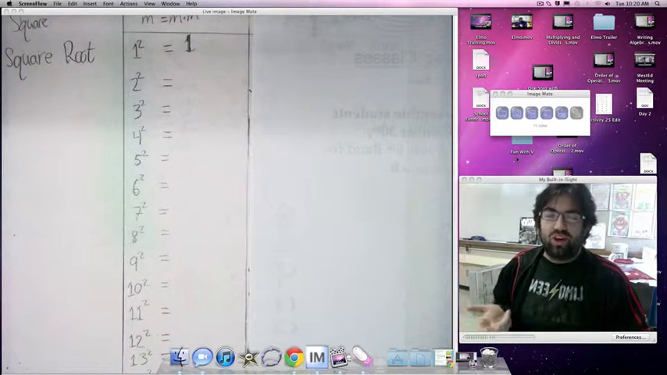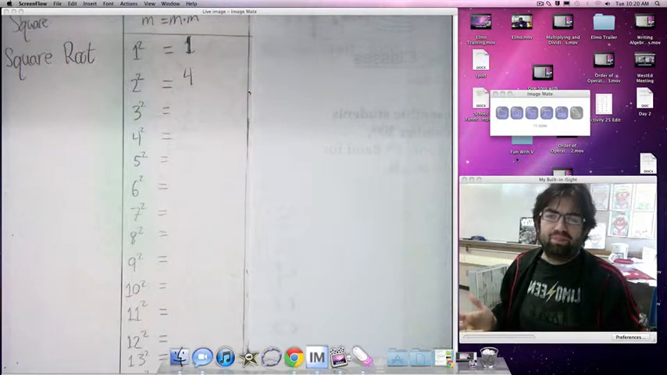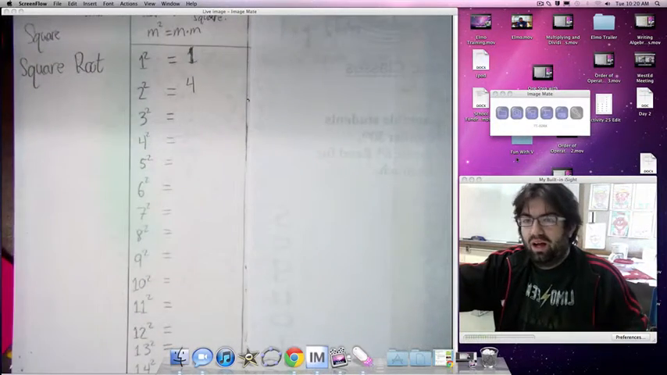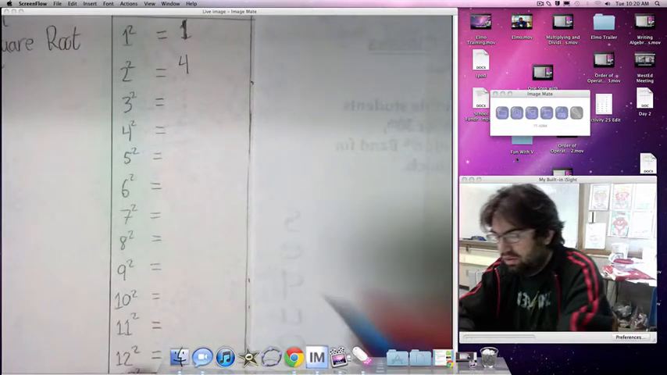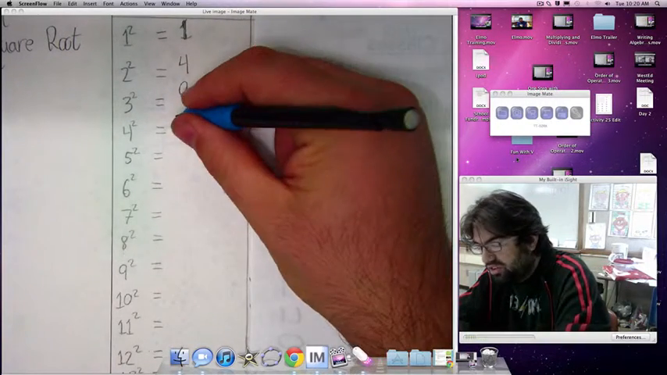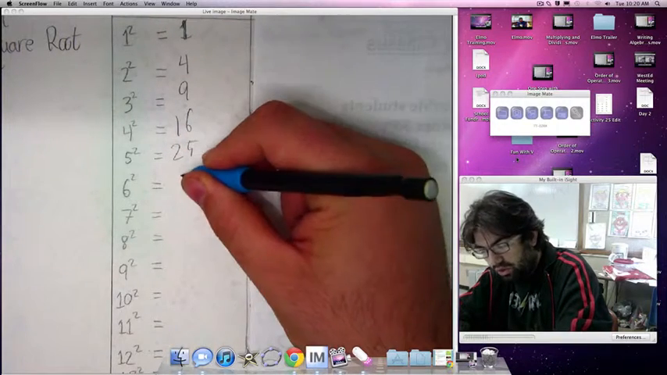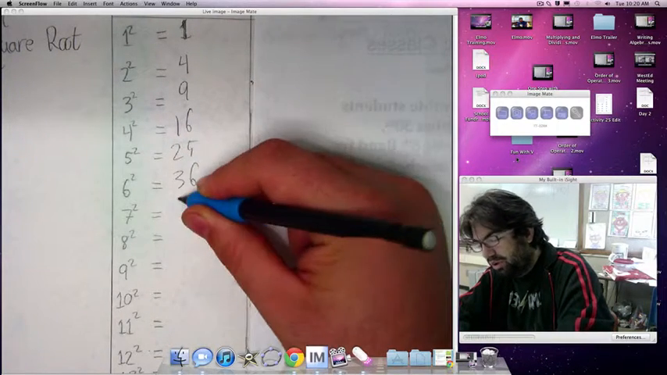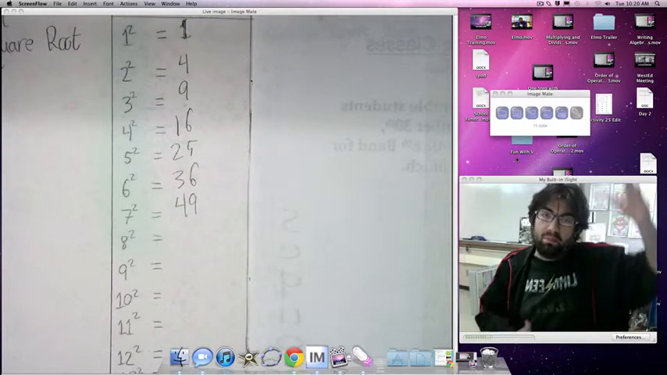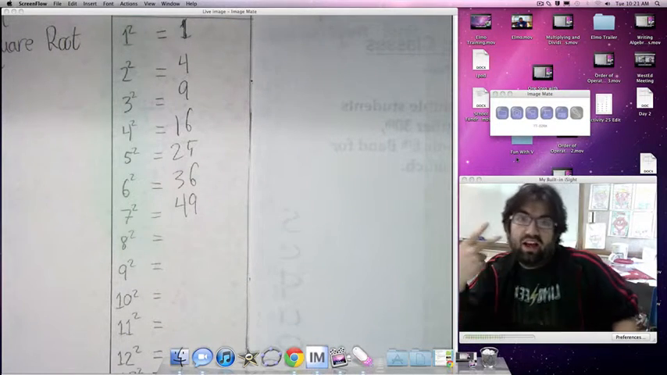2 squared is 2 times 2. That's 4. 3 squared is 3 times 3. That's 9. 4 squared is 4 times 4, 16. 5 times 5, 25. 36, 49. I will give you a blank paper of all of these and tell you to fill in a table. That's the test.